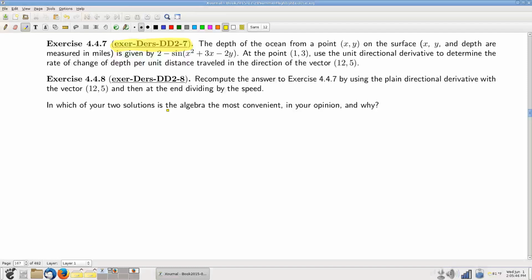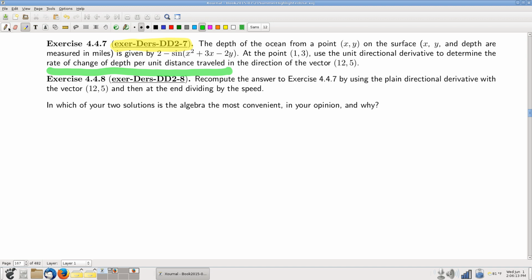Okay, so there's a key hint given here. A couple of key hints. So it says, for one thing, it blatantly says use the unit directional derivative. Now, that does not necessarily mean that the unit directional derivative is our answer. They just want us to compute it with the unit directional derivative. Okay, fine. Then it says rate of change of the depth per unit distance traveled.